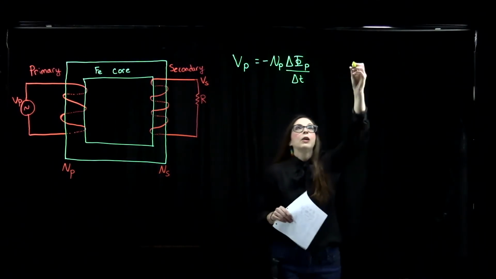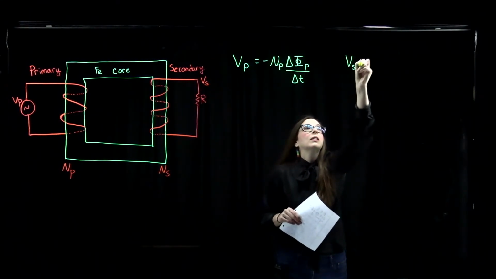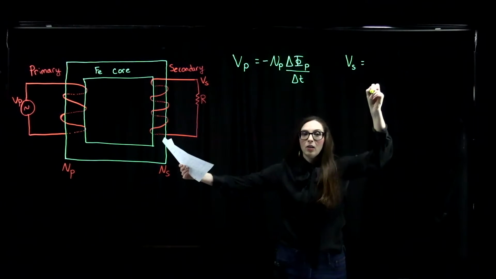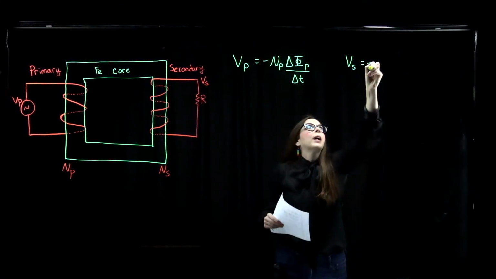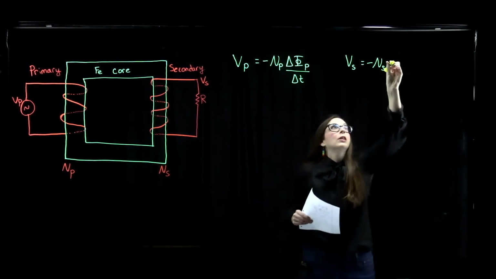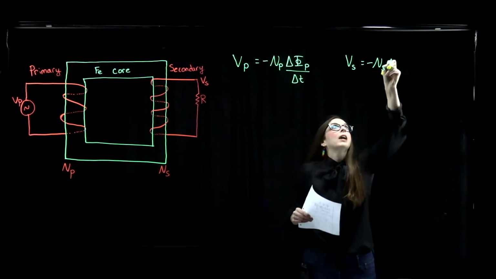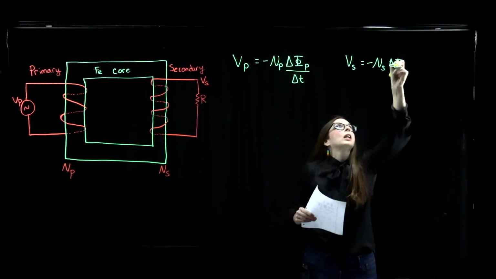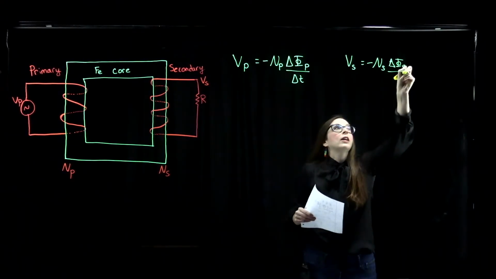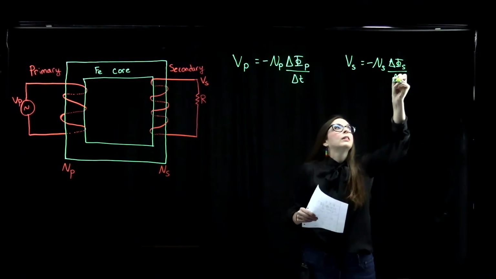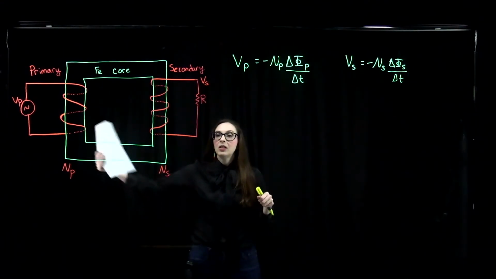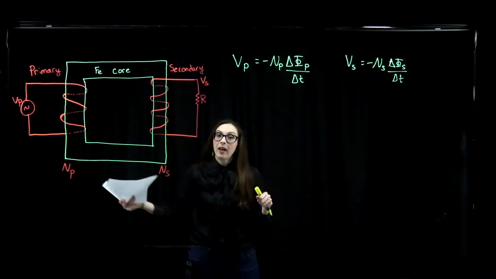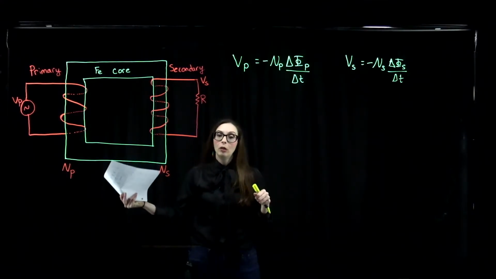And for our secondary coil, we've got the similar equation. The voltage of our secondary coil here, the voltage output by my secondary coil, equals minus the number of turns of that coil times the change in magnetic flux of the secondary coil over the change in time. But what we have here is an alternating current source. So we're going to get a fluctuating current.